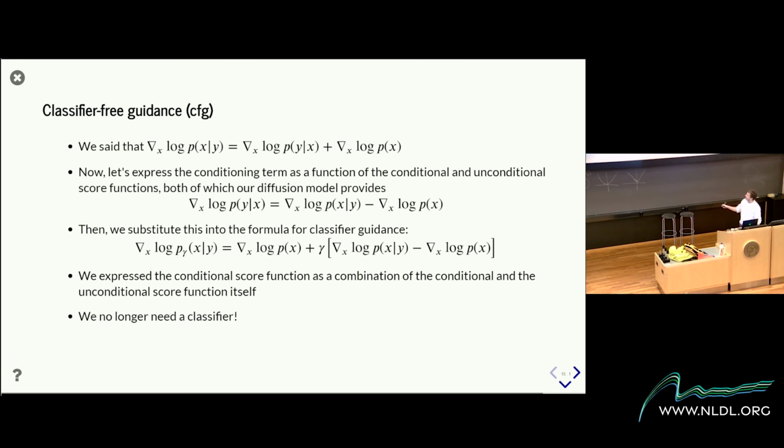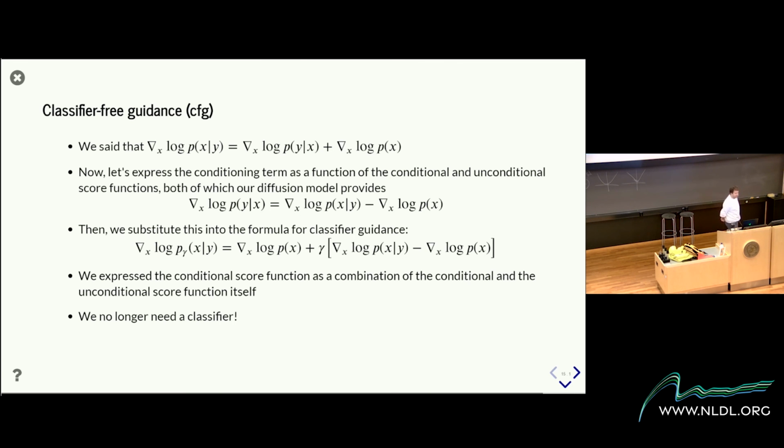So basically, we have that the classifier is equal to the conditioned generation, or the conditioned score function more properly, minus the unconditioned score function. Okay? Then we can substitute this thing back here in the first equation, and then what we obtain is this formula over here. And this is the formula of the classifier-free guidance.